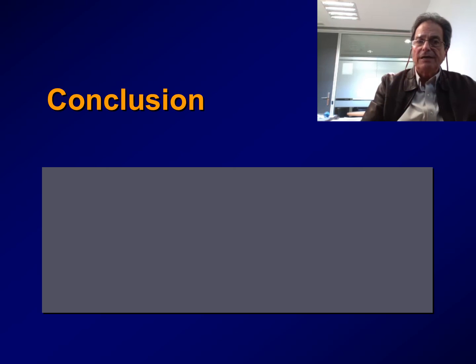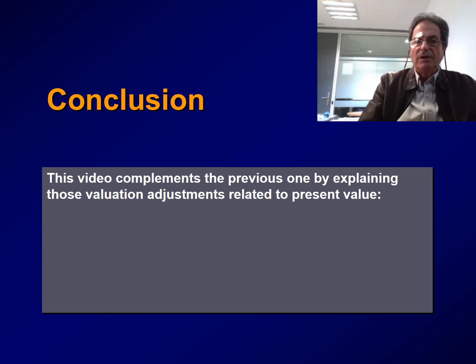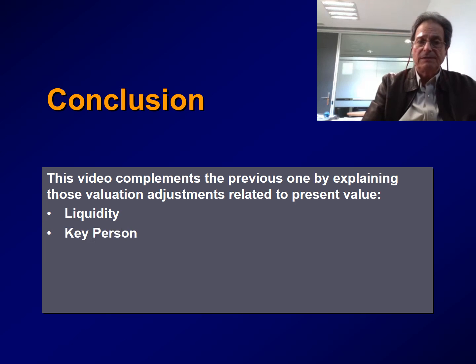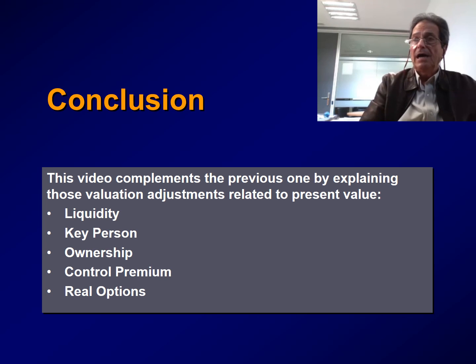In conclusion, then, in this video, we complemented the previous one by explaining the valuation adjustments related to the present value of the company. And this included the liquidity adjustment, key person adjustment, ownership, control premium, and real options.